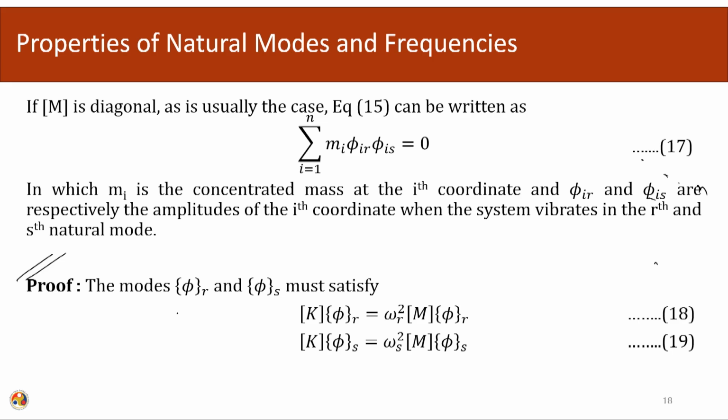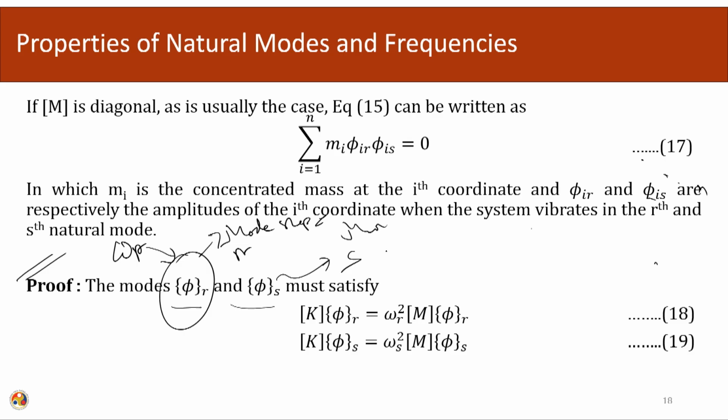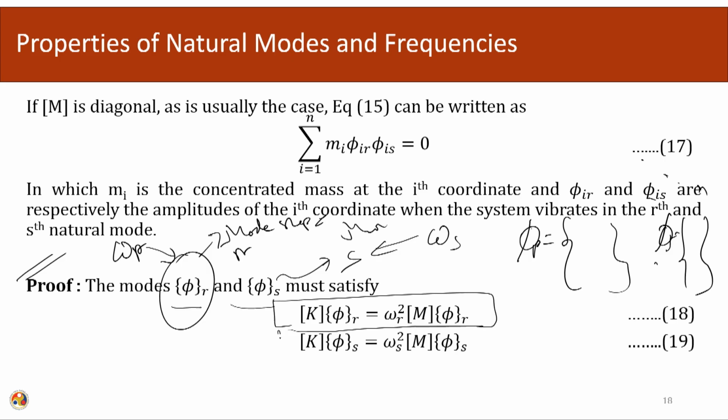If we are dealing with phi r and phi s, phi r is nothing but the mode shape associated with the rth mode and phi s is the mode shape associated with the sth mode. We have taken the modes corresponding to omega r and omega s. This mode shape corresponds to the frequency omega r and this mode shape corresponds to the frequency omega s, and they must satisfy this particular equation.